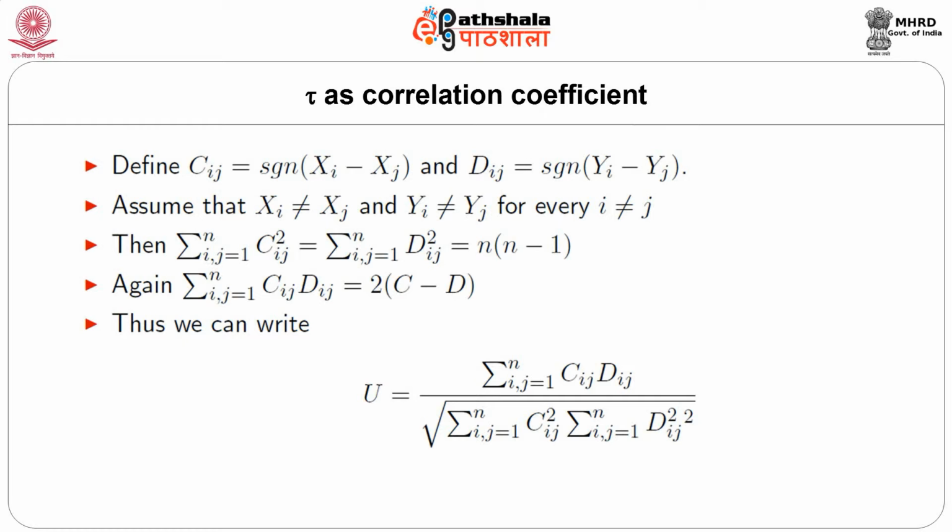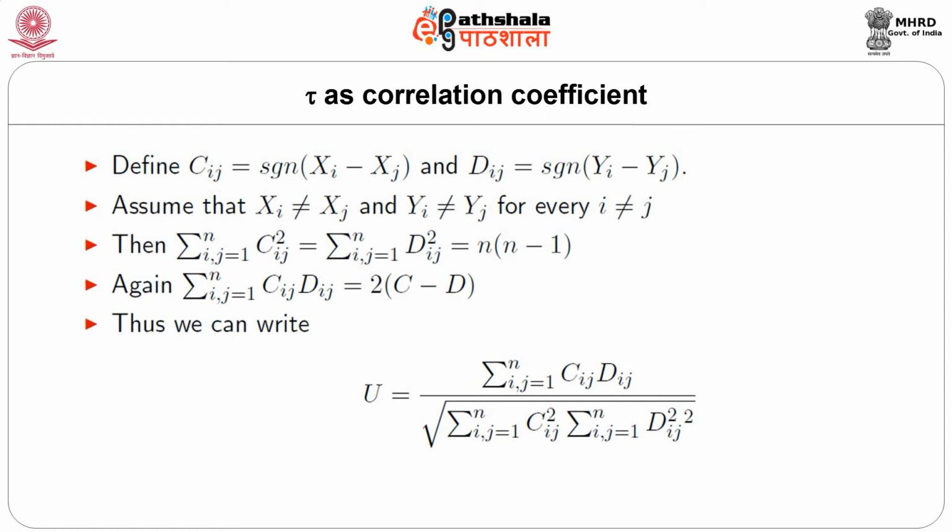Then the summation of c_ij squared and the summation of d_ij squared are each n times (n minus 1). Again, the sum of the cross product c_ij multiplied by d_ij is nothing but twice (c minus d). Thus, we can write u as the summation of c_ij multiplied by d_ij divided by the square root of the summation of c_ij squared multiplied by the summation of d_ij squared.